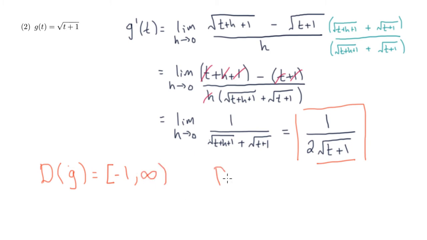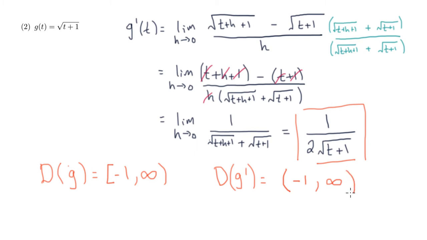But what about the domain of g prime? We still have this factor of square root of t plus 1. So we know that the domain is included in this domain of g, negative 1 to infinity. But what about when t is negative 1? When t is negative 1, square root of t plus 1 is 0. So we're actually going to be dividing by 0 if we try to plug in negative 1. So the domain of g prime is actually negative 1 to infinity, not including negative 1.